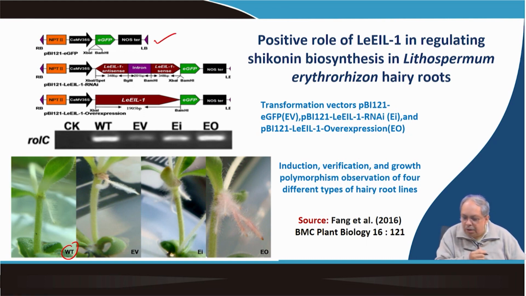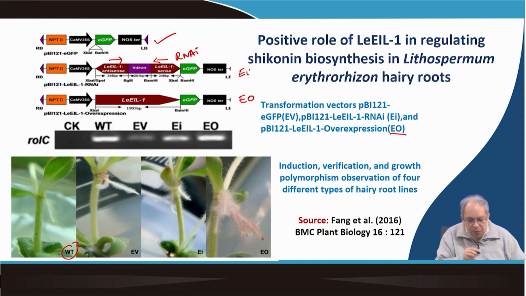Then the third one is basically the EI, where they try to block EIL1. So, it is basically the EI construct. You see that there is an RNAi approach. Okay. And the fourth one is basically the overexpression construct. So, they put in the overexpression construct, this is EO.